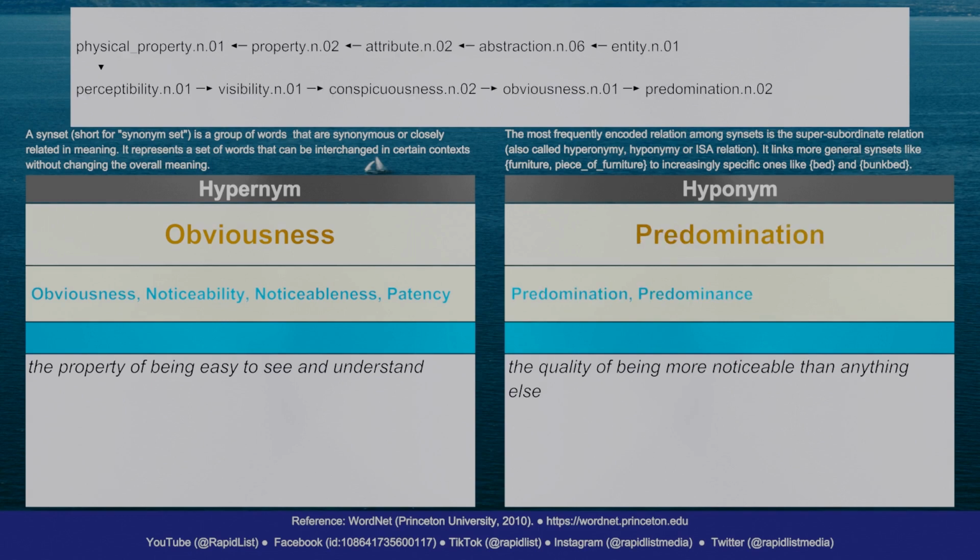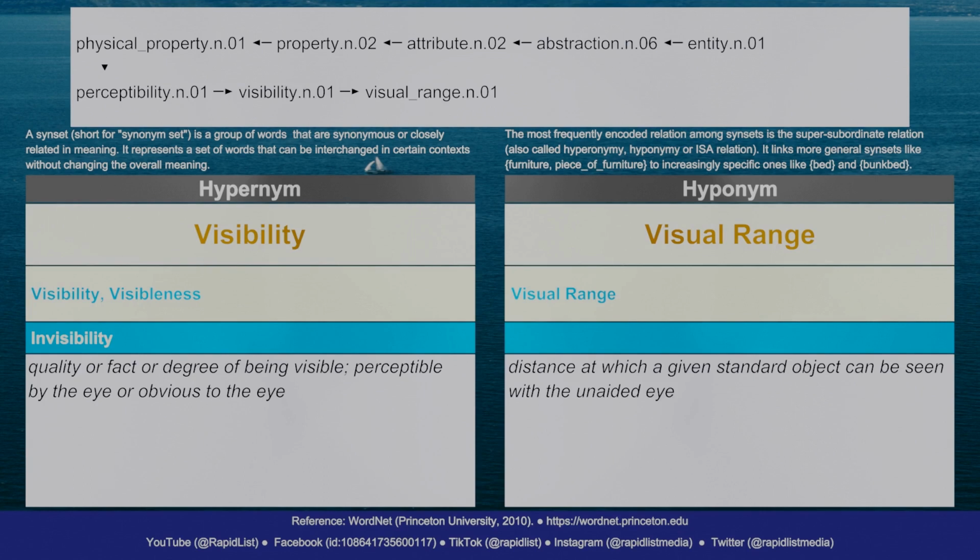Predomination. The quality of being more noticeable than anything else. The predomination of blues gave the painting a quiet tone. Visual range. Distance at which a given standard object can be seen with the unaided eye.